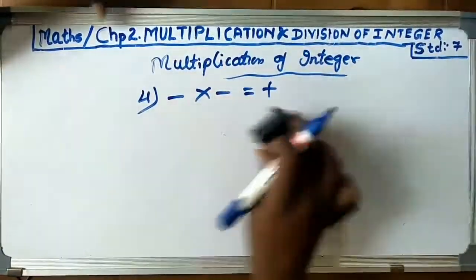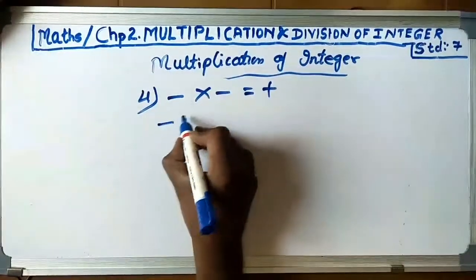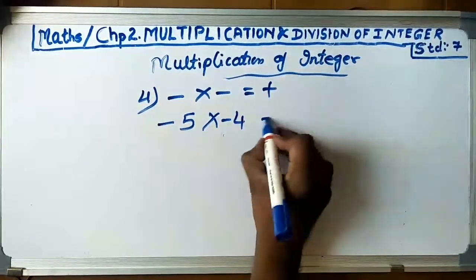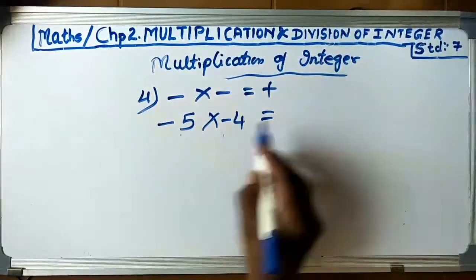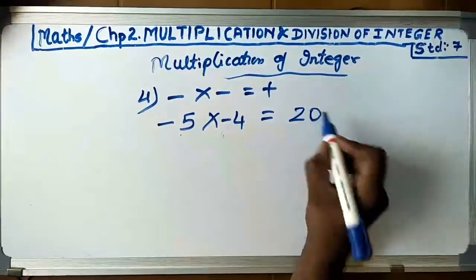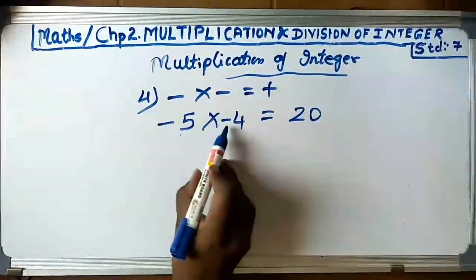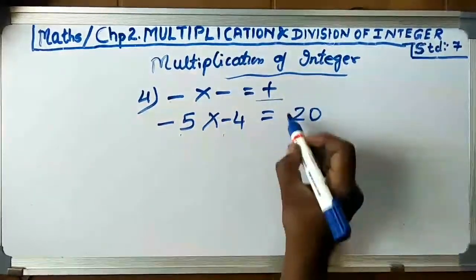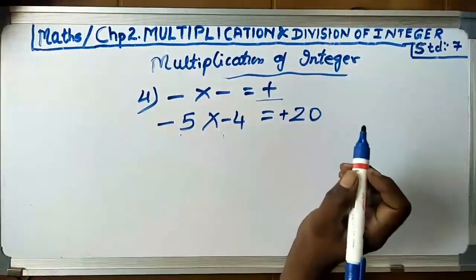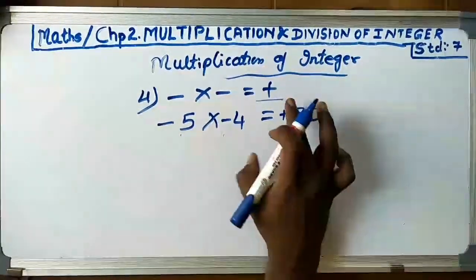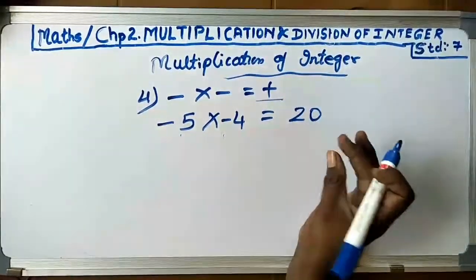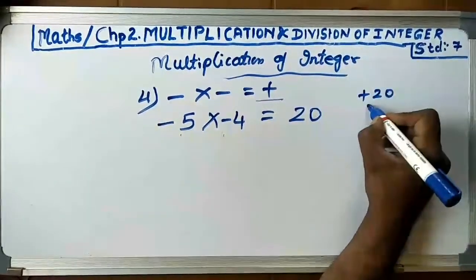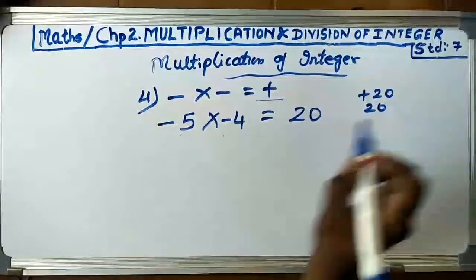So let us take some examples for this. Minus 5 into minus 4 equals, now 5 4s are 20. Both sides minus is there. So minus multiply minus is plus. So here you have to write plus 20. But what I suggest is no need of writing the plus sign. It is already understood that plus 20 means it is 20.